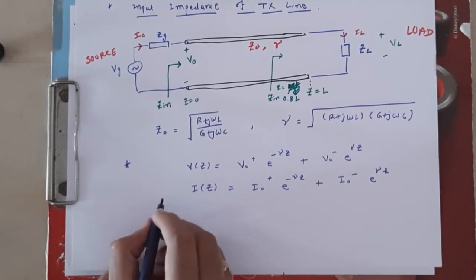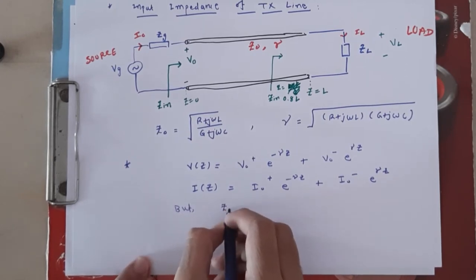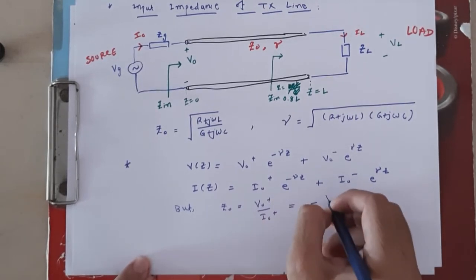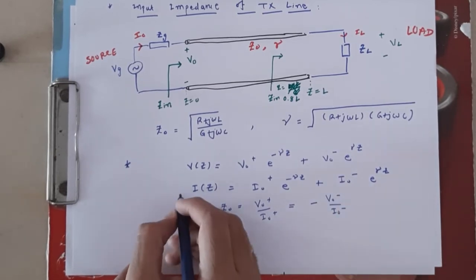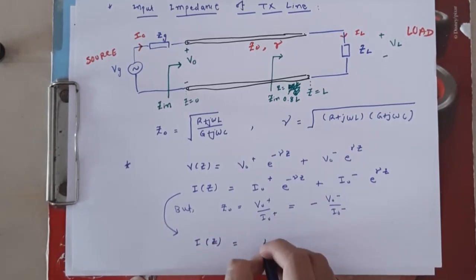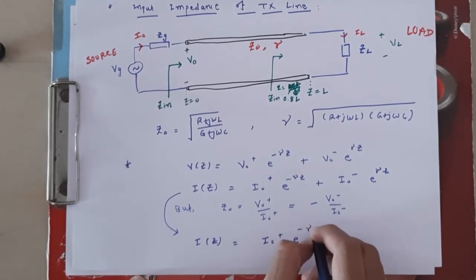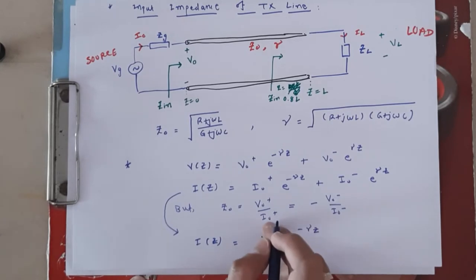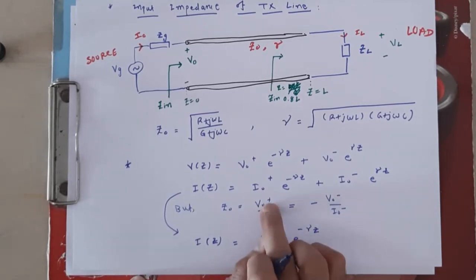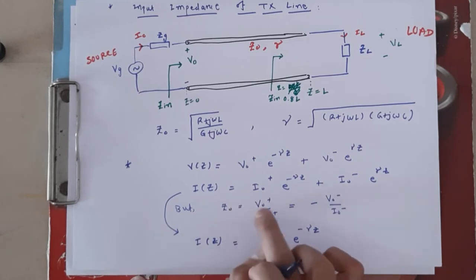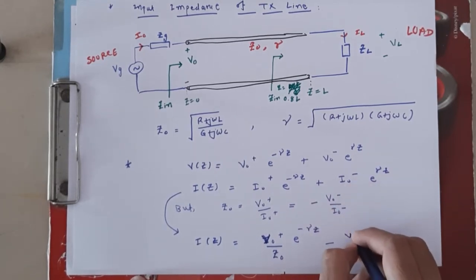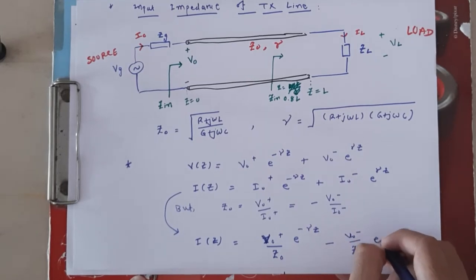But as we know, the characteristic impedance is V0 plus upon I0 plus, or minus V0 minus upon I0 minus. So I have to rewrite the current equation in this way. What is I0 plus? I0 plus equals V0 plus by Z0. And I0 minus equals minus V0 minus divided by Z0, e raised to gamma Z.